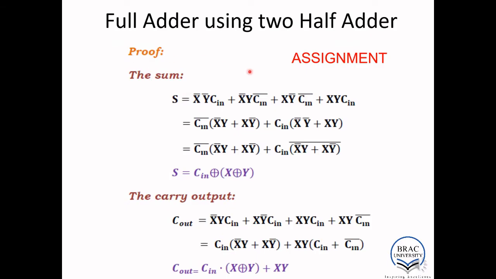This is your assignment. I think you can improve it. The question says S equals this one for the full adder. You can convert it in terms of this one. Similarly for carry, C equals this one. So you can finally find C equals this way. This is just use of the Boolean knowledge you learned, and it will be helpful for designing a full adder using two half adders.